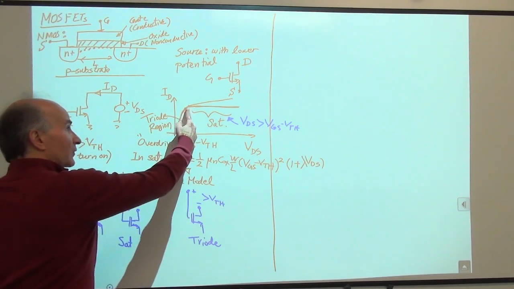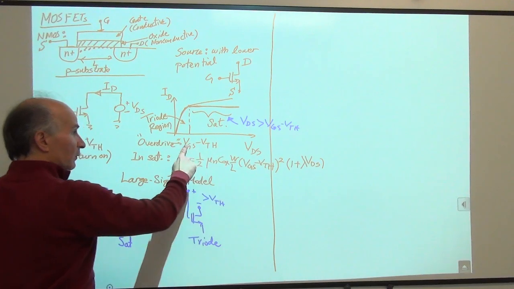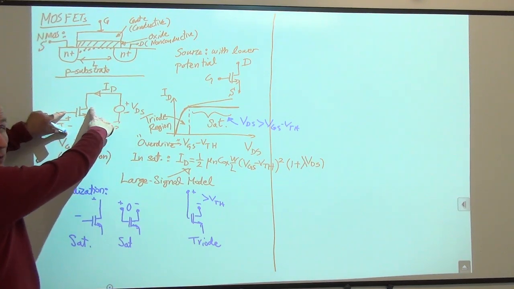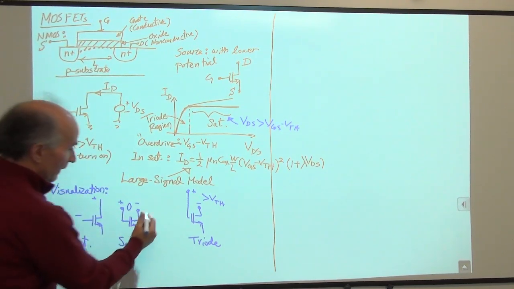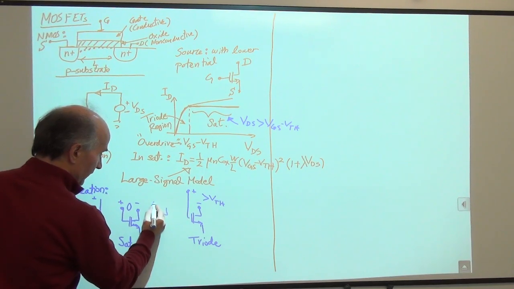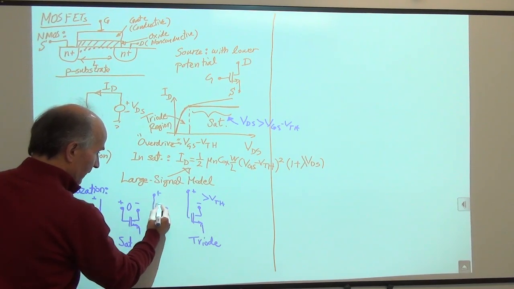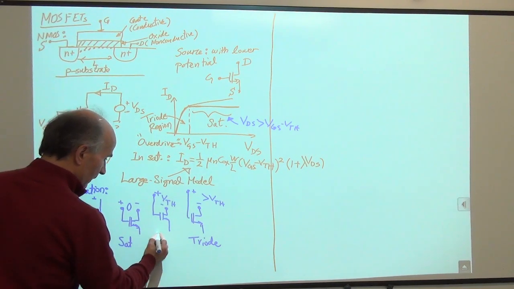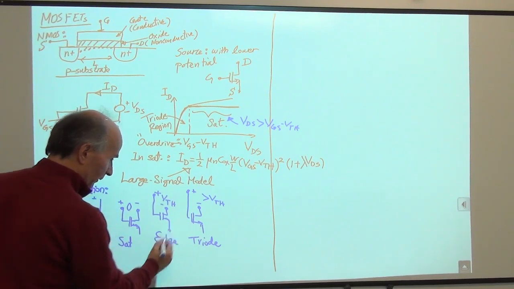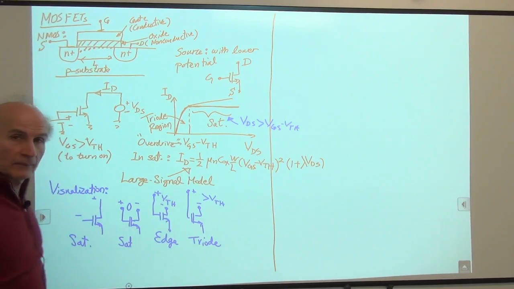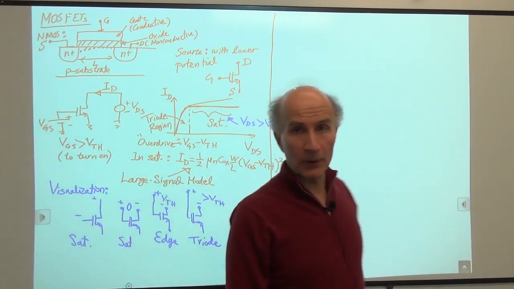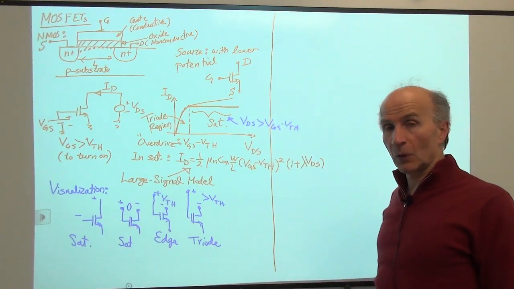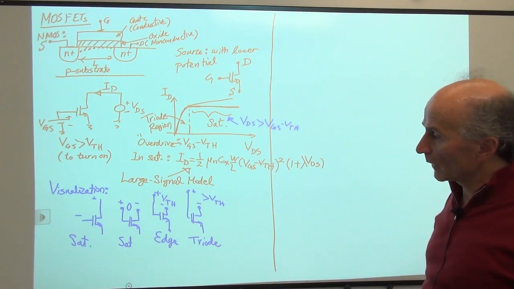To bring the device to the edge of saturation and triode, VDS must be equal to VGS minus VTH. So this voltage is equal to this voltage minus the threshold. The way to think about it is that the gate has come up or the drain has come down to the point where this difference is one threshold. And this is at the edge of saturation and triode. So it's important to remember this visualization, or you can always go back to this equation and see if it holds or not.